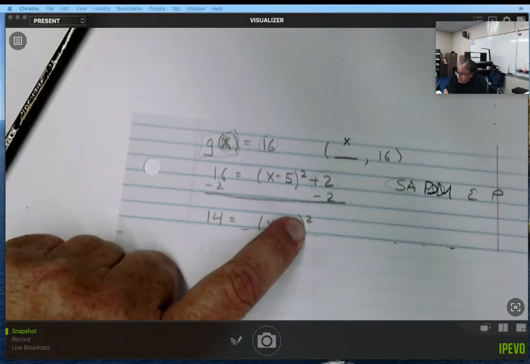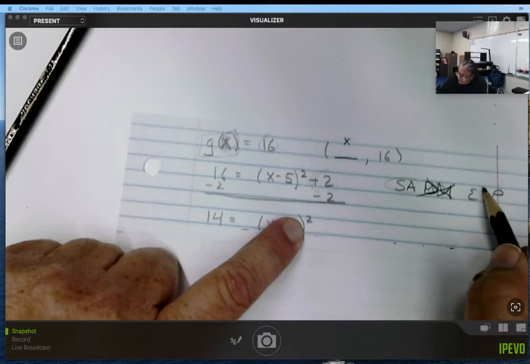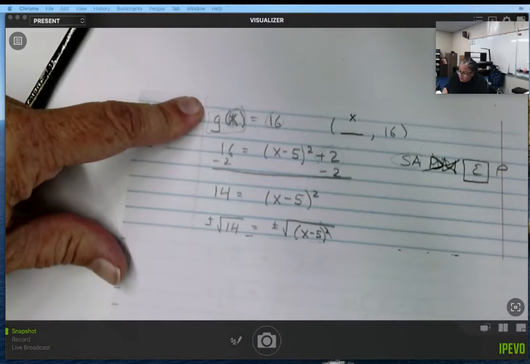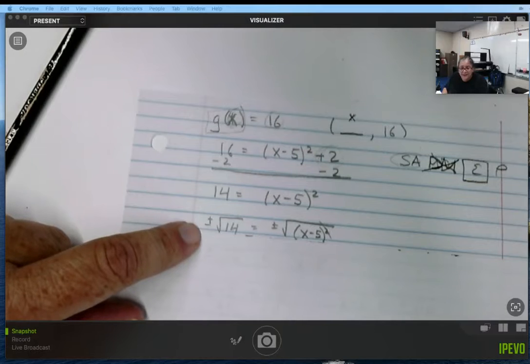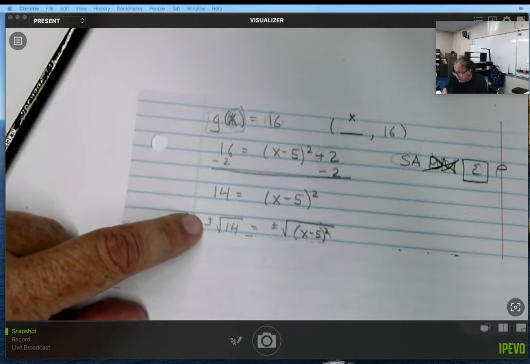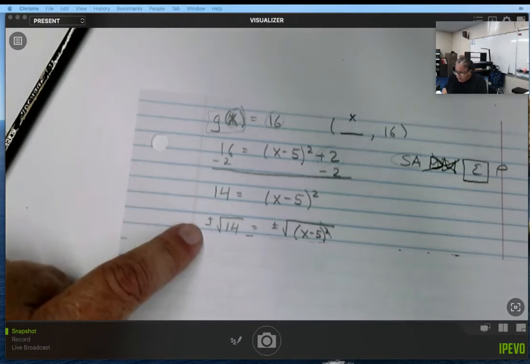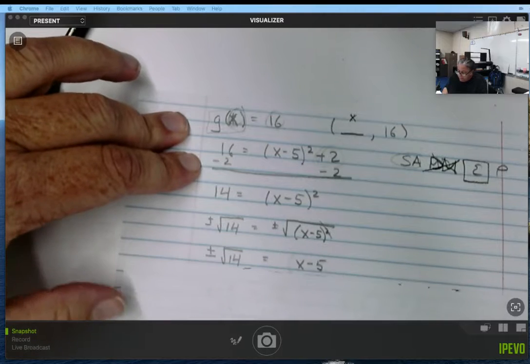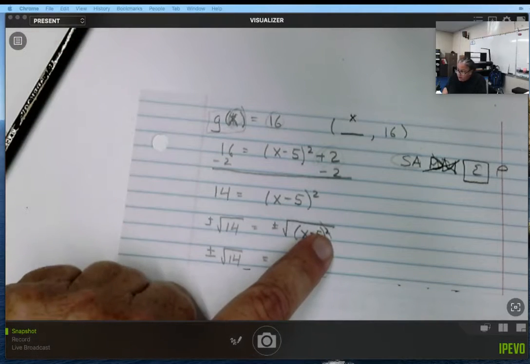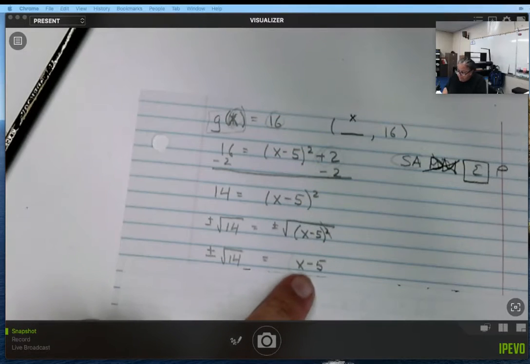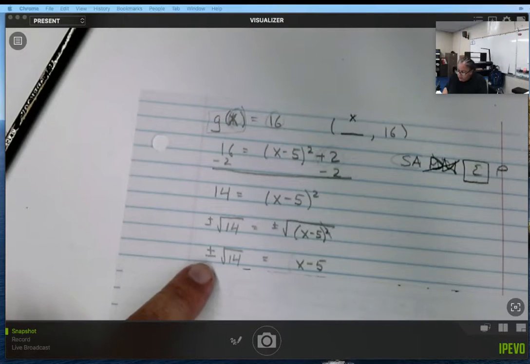I need to get rid of this squared, right? There's no division or multiplication here, but I do need to handle the exponent. So I'm going to square root both sides. 14 does not have a perfect square. By the way, notice I use a plus and minus on this side. Remember, we learned that when we square root something with a variable, the other side has to have a plus and minus. So now I eliminated by inverse operations the square root sign and the square. X minus 5 equals the positive or the negative square root of 14.